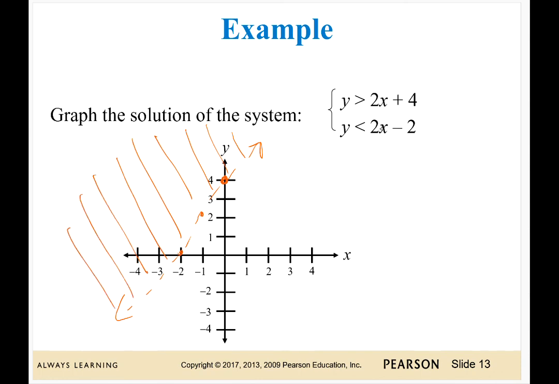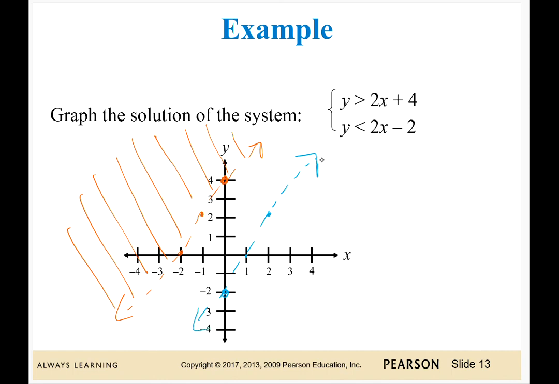This one has an intercept of negative 2, so right there. It also has a slope of 2, so up 2 over 1, up 2 over 1. So notice those are going to be parallel because they have the same slope. And then I forgot to make that a dotted line. There was no equal sign. All right, so there's my dotted line.